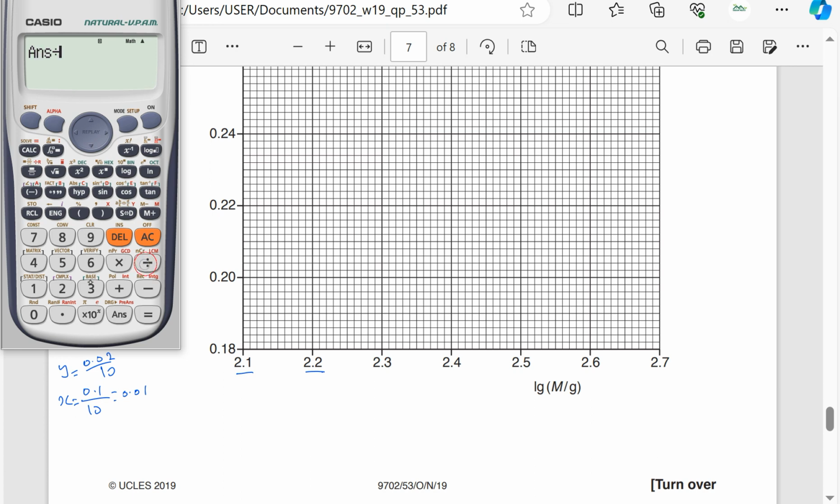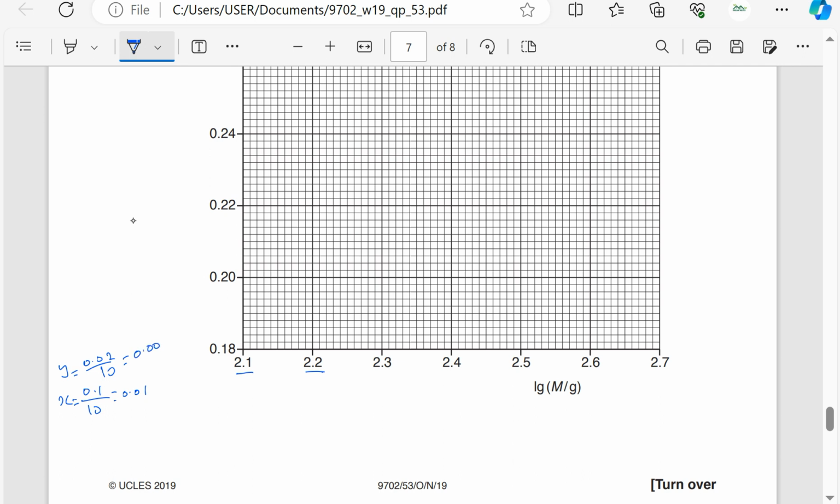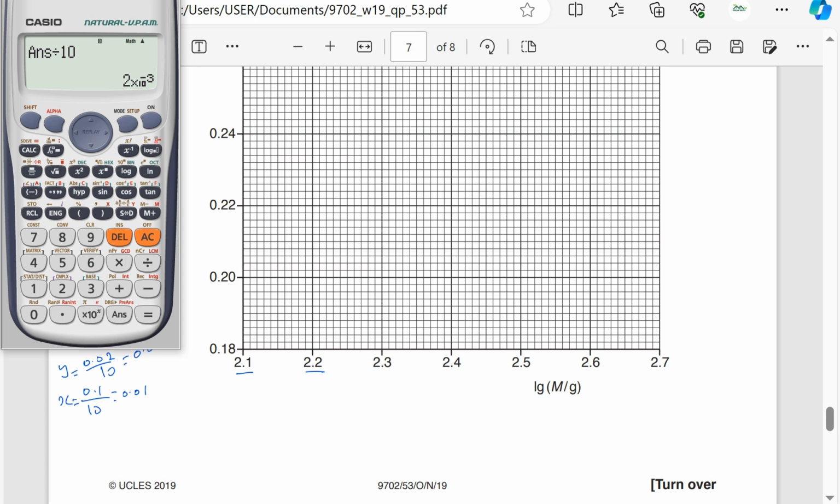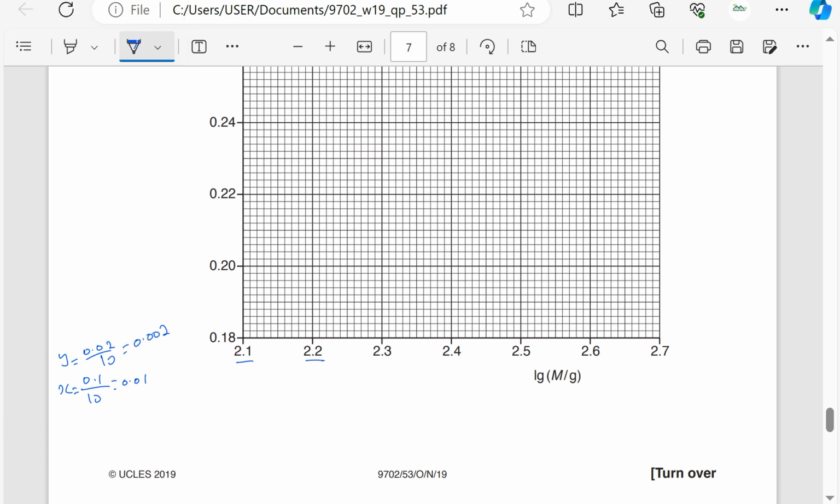That is 0.02 divided by 10. That is 0.002, I think. Yes, 2 zeros. So one box is 0.002 on the y-axis.